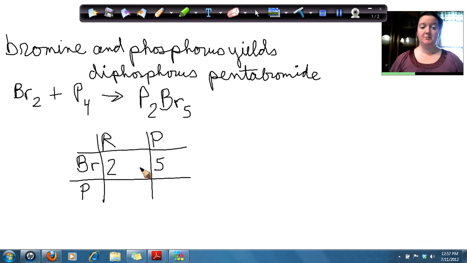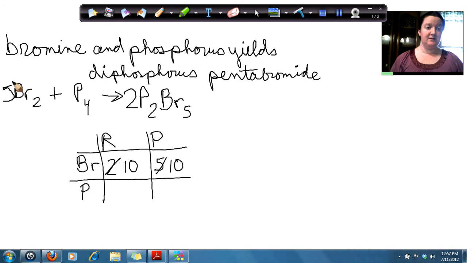And the only multiple of 2 and 5 that would be the closest is 10. So what do I need to multiply diphosphorus pentabromide by to get 10 bromine? Well, I'd have to put a 2 out in front. So now I'm going to have 10 bromine on the product side. And what would I have to multiply our bromine by to get 10 bromine there? I have to put a 5 out in front of that. So now I have 10 bromine on that side as well.